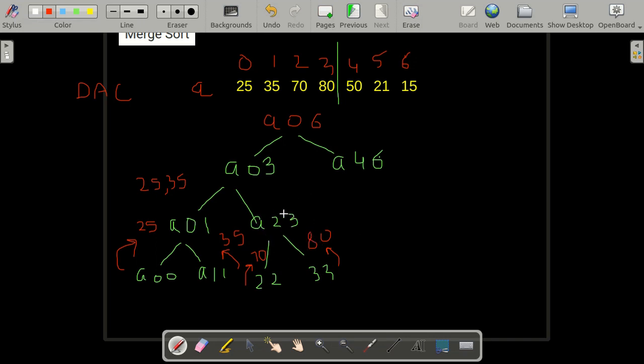So once A 2, 3 receives 70 and 80, it will apply the merge algorithm, and over here I'll get 70 and 80. 70 and 80 will be returned. Now 0, 3 has the solutions to its subproblems. It will apply the merge algorithm on them and it will return 25, 35, 70 and 80.